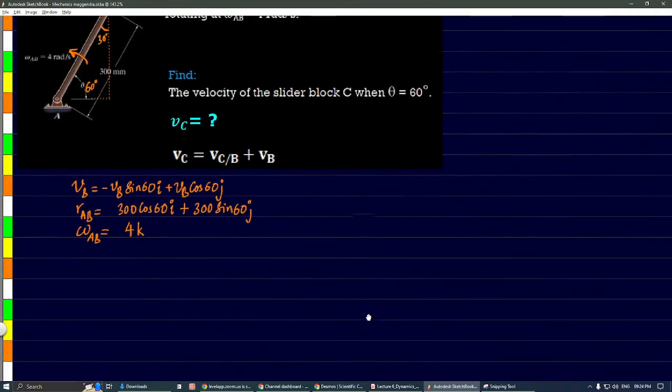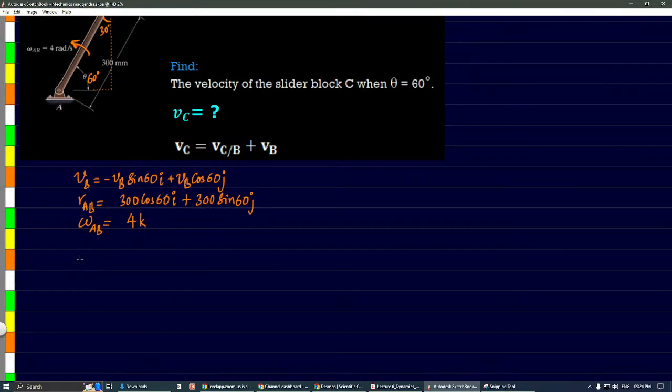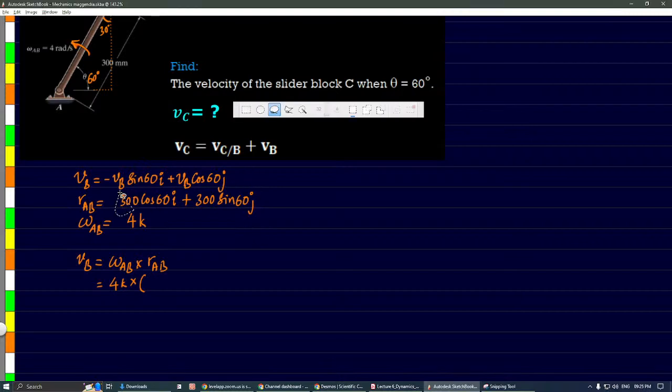Now we can multiply them. So what is the relation? The relation is VB equals omega AB cross product radial distance AB. Omega AB is how much? Omega AB is 4k. Then cross product with RAB. RAB is this value. Omega AB is given as 4 radians per second.